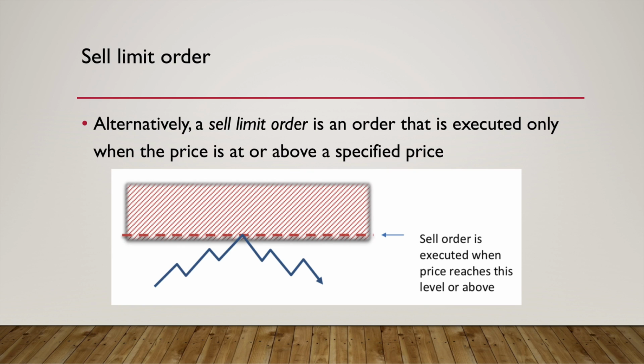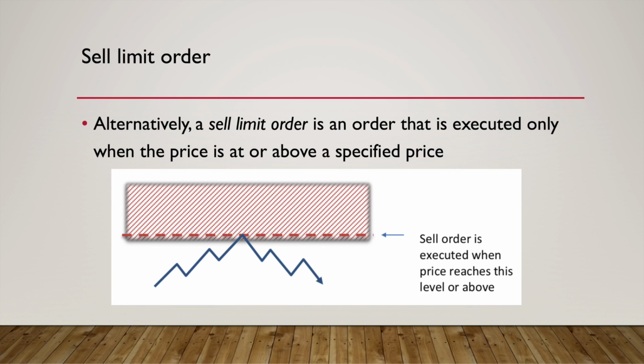The alternative to the buy limit order is a sell limit order. It is an order that is executed only when the price is at or above a specified price. If you predict that the price will rise and then fall, then you can set the sell limit price to the price you predict it will reach before it falls, and that way you get the best possible price executed.